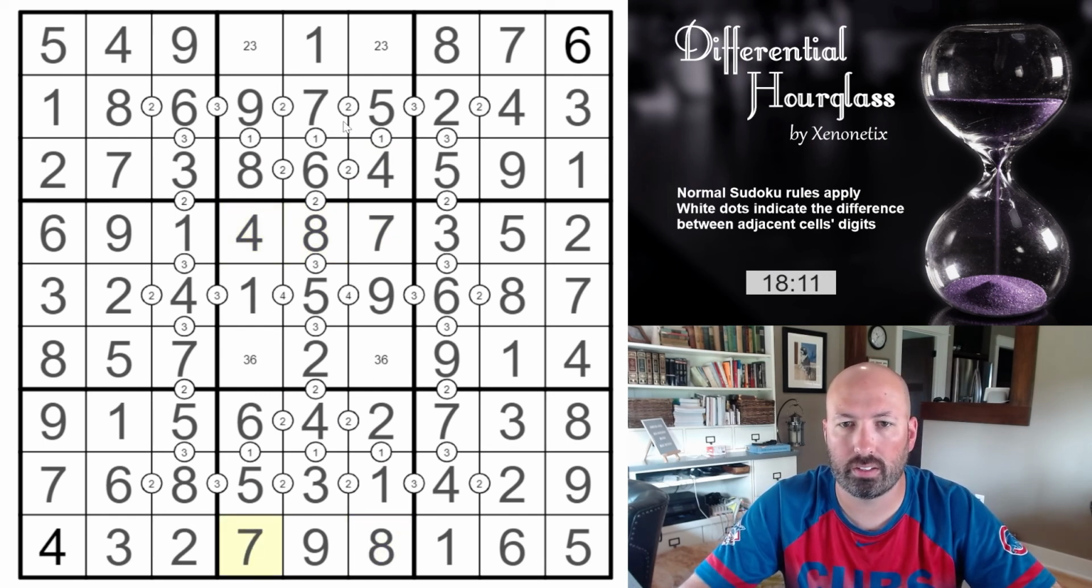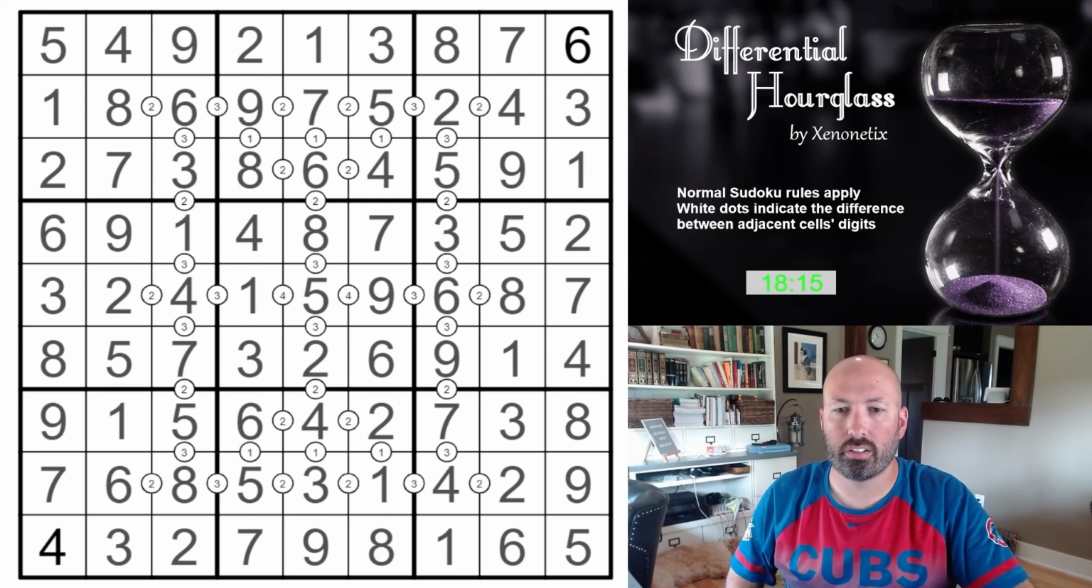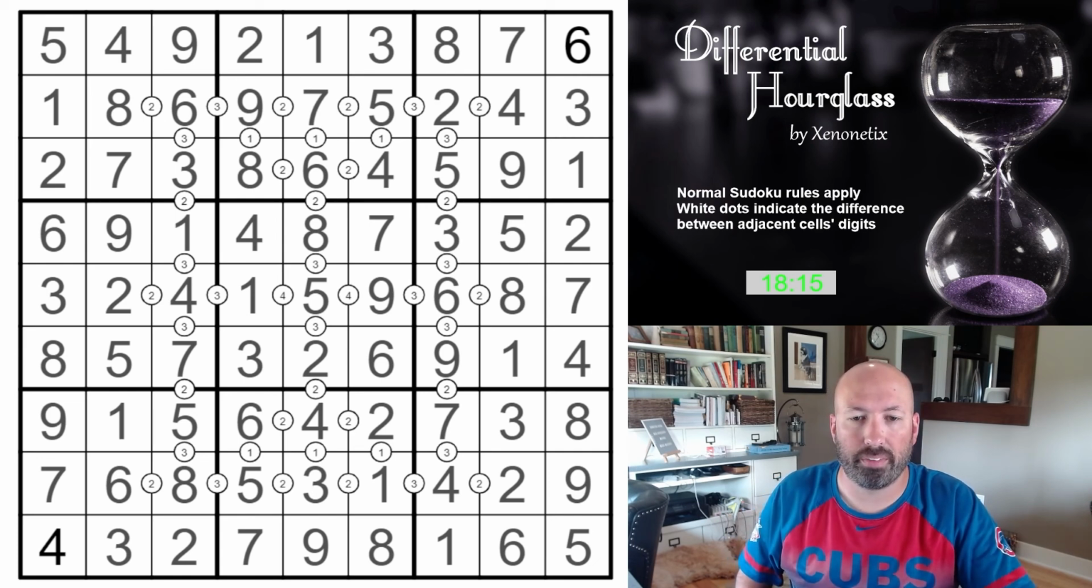7, 8, 7, 2 down there, and then the 3 gives us the 6 and the 3, and there we go. That is the solution to Differential Hourglass by Xenonetix, something like that. And that was an interesting puzzle.